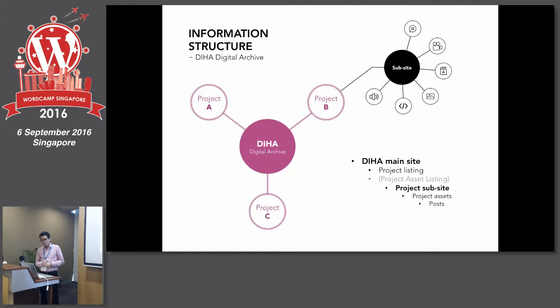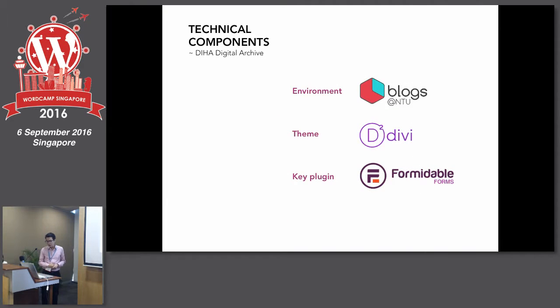Here you can see that WordPress can be used to create many different layers of content, from the main page all the way down to the asset level. For this archive, we use these technical components. When we were designing and developing this digital archive, we had a mindset that this site can be maintained by somebody who may not be that well versed with WordPress, in fact, who doesn't even know HTML or CSS, which is highly possible in an academic environment.